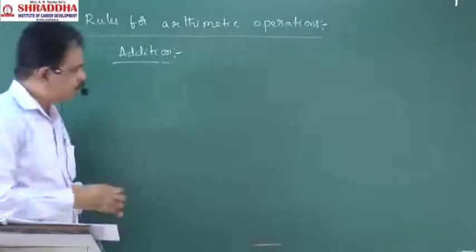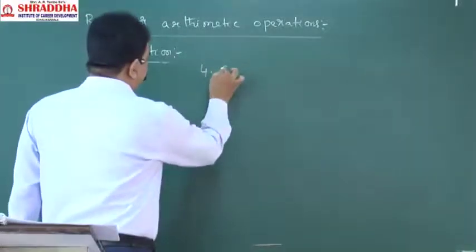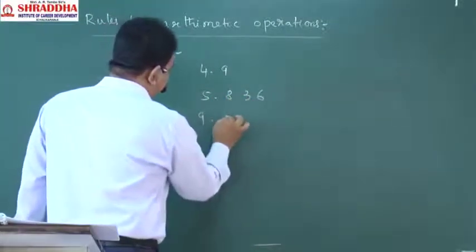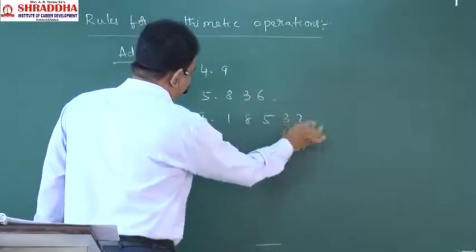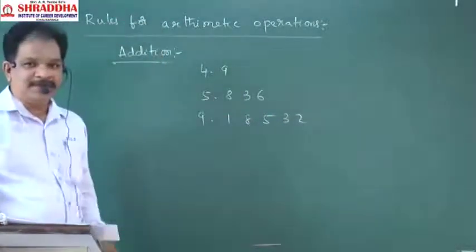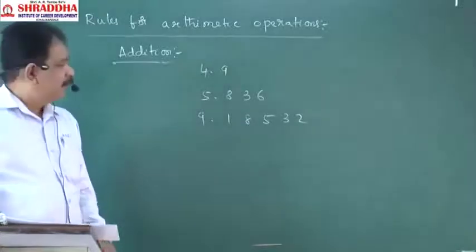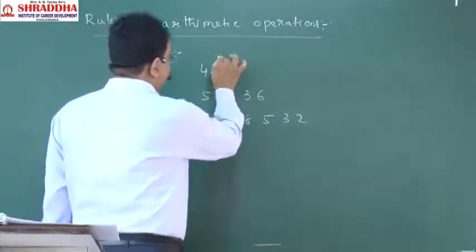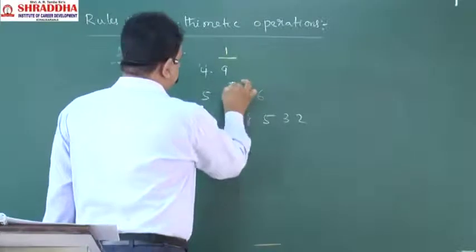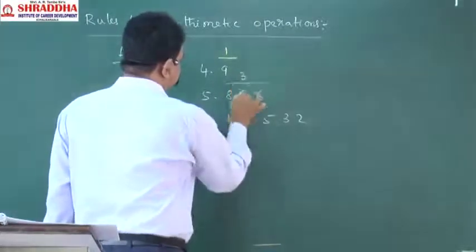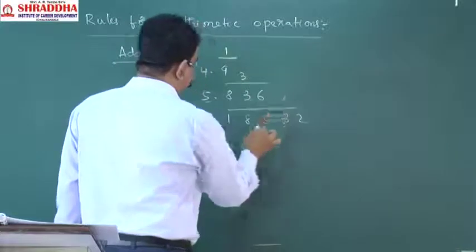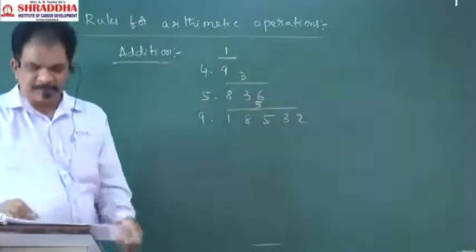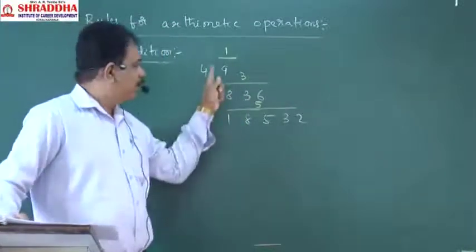For example, 4.9, 5.836, 9.18532. Add this. For example, they gave this. Here, how many significant figures does it have? This has 1. Here it has 3. Here it has 5. Okay. Then what to do?